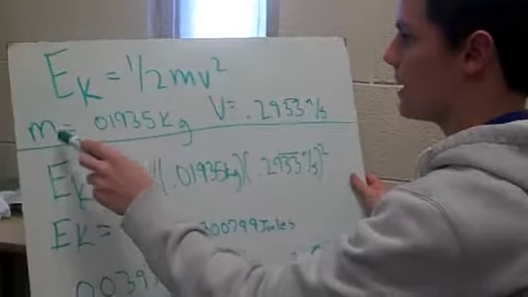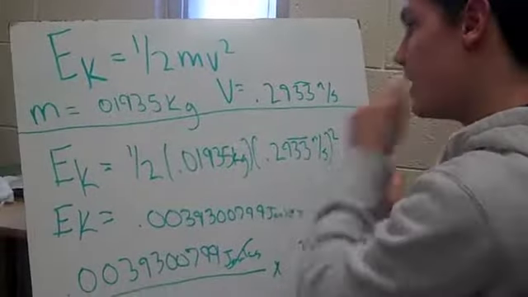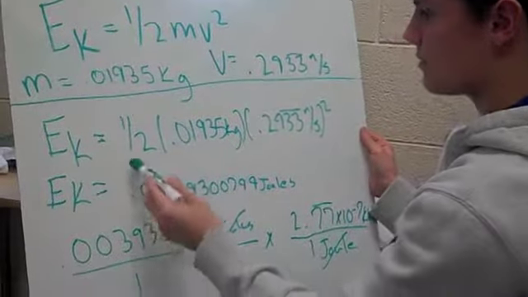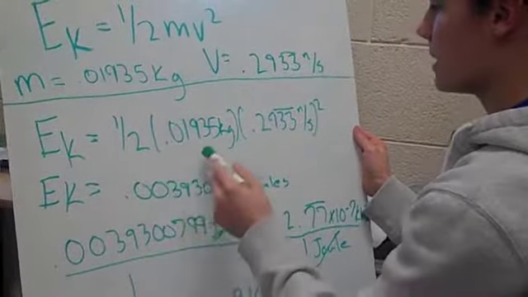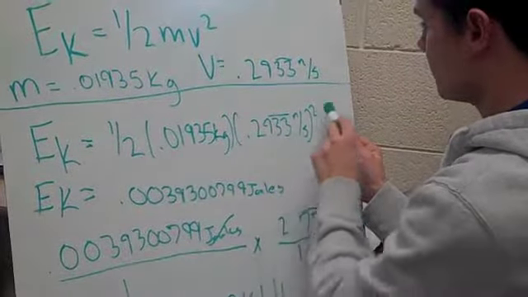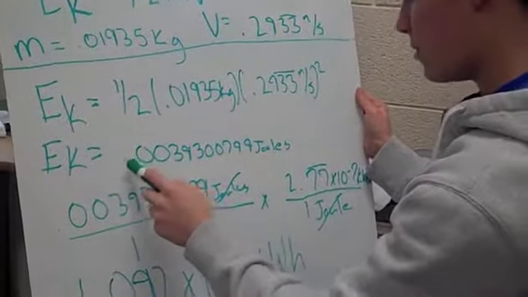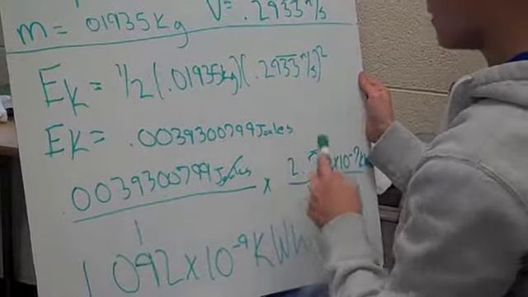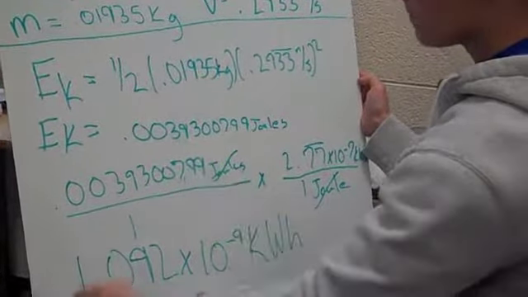So now that we have the mass of the mouse and the wheel and the velocity of the mouse, we can put that into the equation to find its kinetic energy. So 1/2 times the mass times the velocity squared gives us that 0.00393000799 joules is what the mouse creates in 1 second.